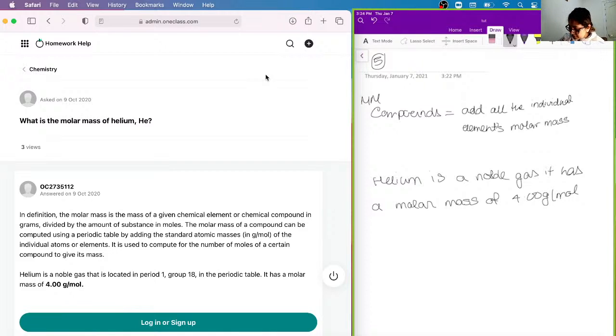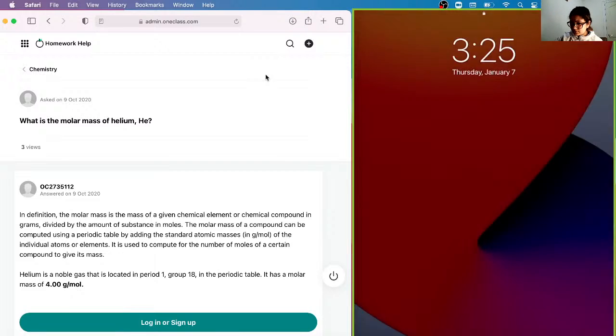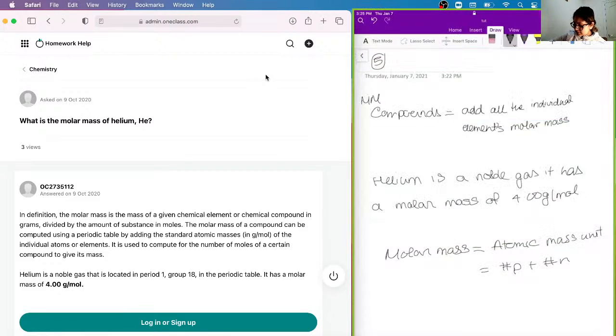Also, I would want to mention molar mass is basically the same thing as the atomic mass unit of an element. If you recall, atomic mass unit is calculated by the number of protons plus the number of neutrons of an element. And so this could be the same thing for your molar mass.